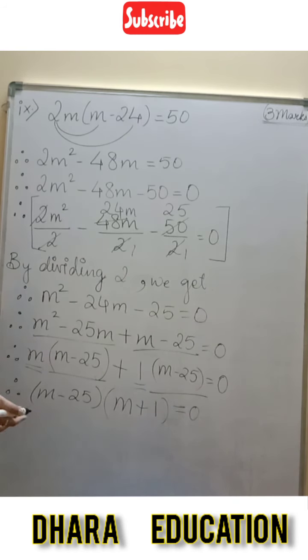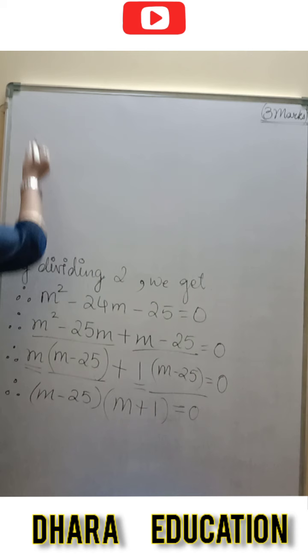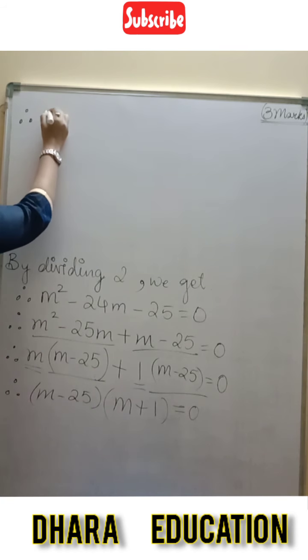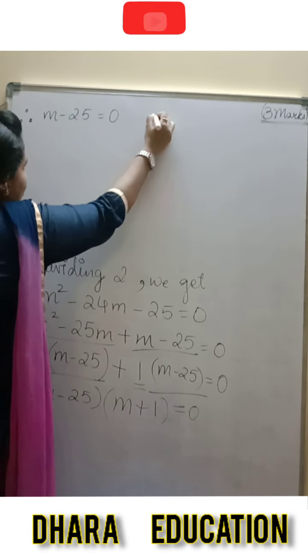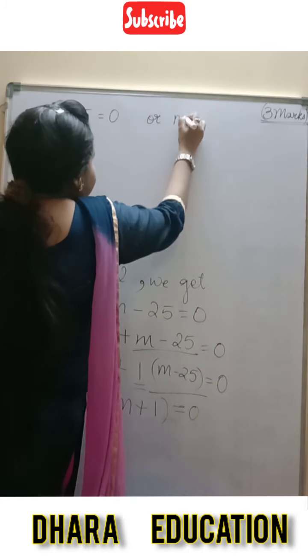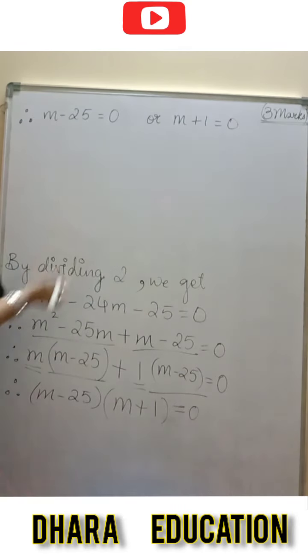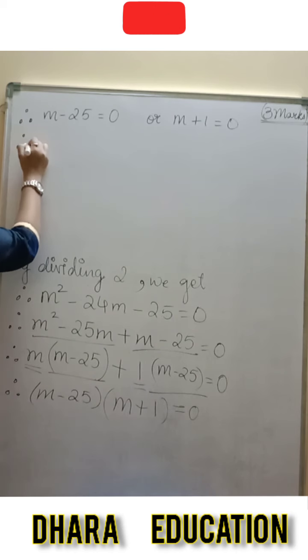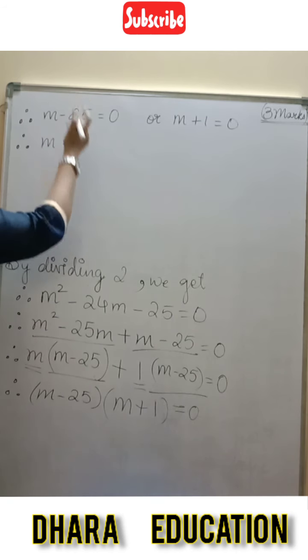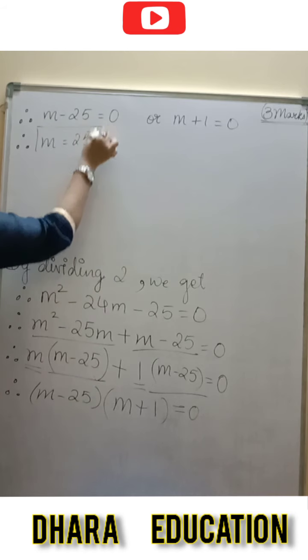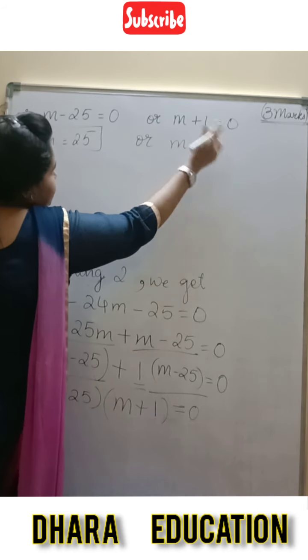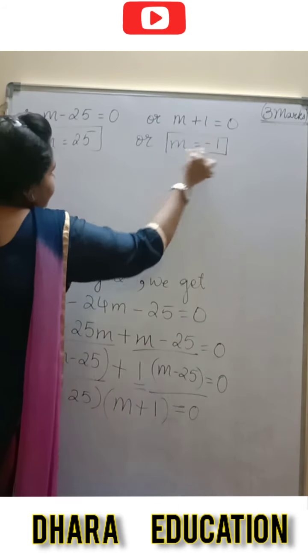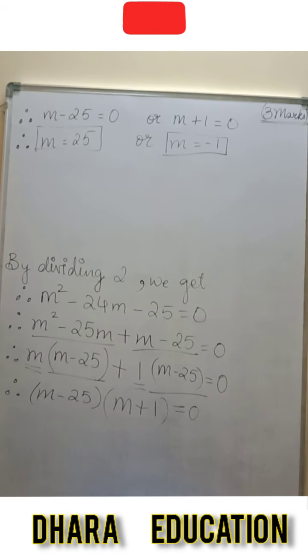Now I am going to continue this sum over here because I don't have space here. Okay. So now the next step will be m minus 25 is equal to 0 or m plus 1 is equal to 0. Correct? Next, m is equal to, we need to shift there, so 25, or m is equal to minus 1 because plus 1 is here. So these are the main answers.